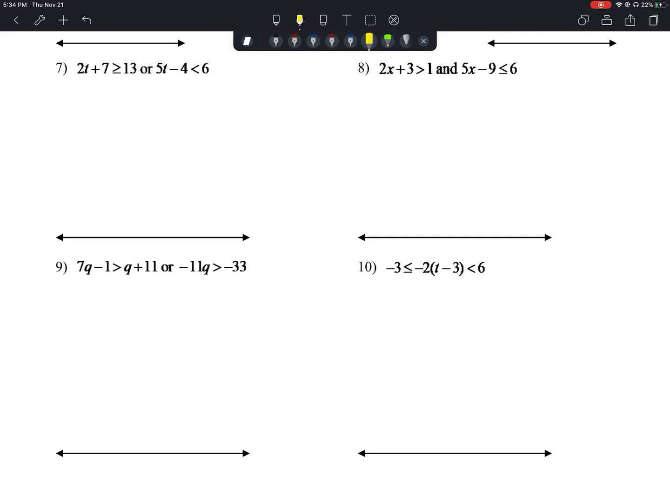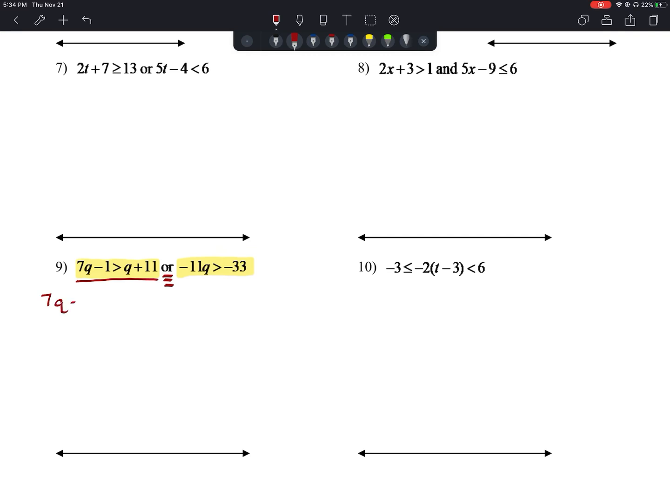All right, let's look at problems numbers 9 and 10 from worksheet H4-5. Number 9, we have the inequality 7q minus 1 is greater than q plus 11, or negative 11q is greater than negative 33. So this is a disjunction, again looking for the union, so we're going to combine their solutions into one solution set. Let's start with the left side here, and let's solve that inequality.